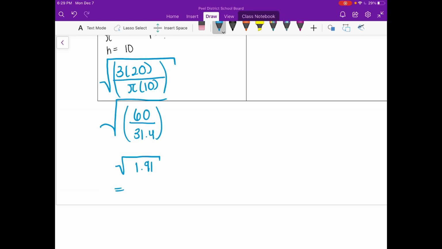And then I'm just going to put all of that under a square root sign, right? Square root, all of that. So I'm just going to square root 1.91. And that's going to give me 1.38, and that's my answer. That means, therefore, radius is equal to 1.38. Okay?